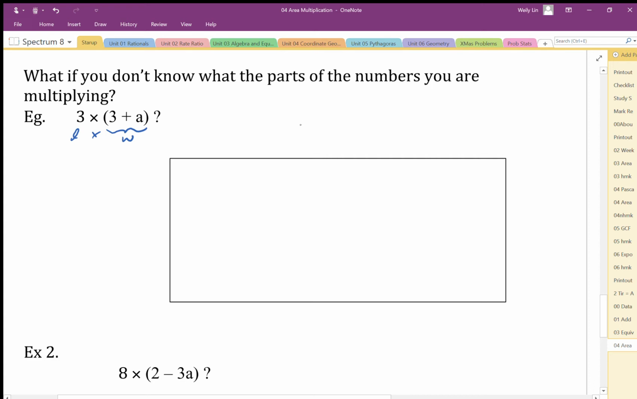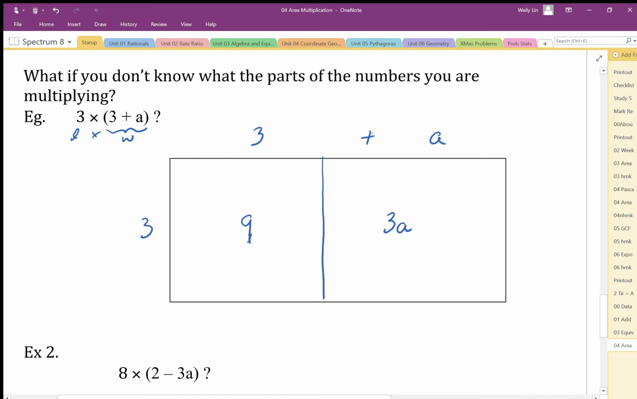inside. So I'm going to break this up into 3 along the vertical, and 3 plus a along the horizontal. So this area is just 3 long, 3 wide, so we know that there's 9 squares in there. Okay, so that's going to be 9. But what about here? I've got 3 along the vertical and a along the horizontal. Well, 3 groups of a is really just 3a.